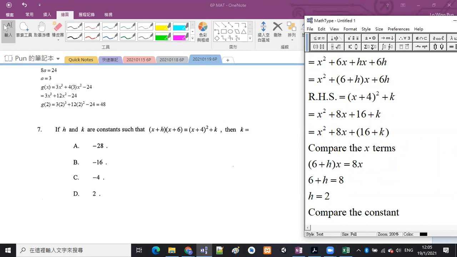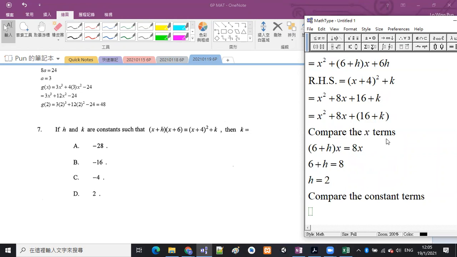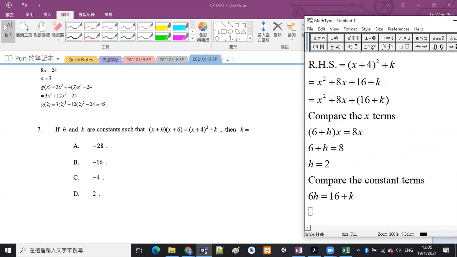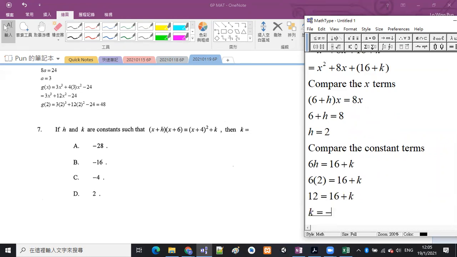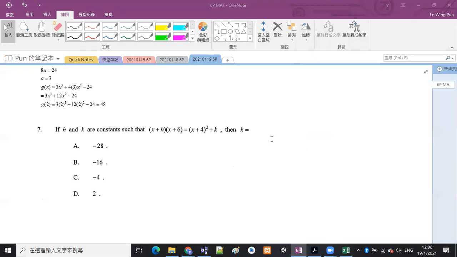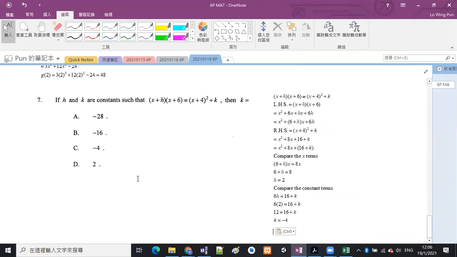the constant terms, the terms without x. The left-hand side is 6h, the right-hand side is 16 + k. But we have already found the value of h to be 2. So 6 times 2 is equal to 16 + k. So 12 is equal to 16 + k, and k is equal to -4. So the answer is option C. Can you get this?